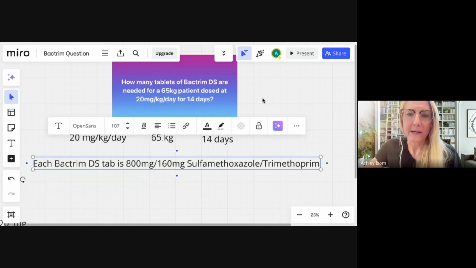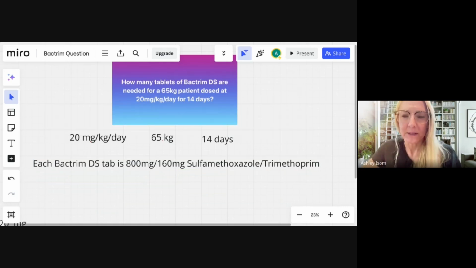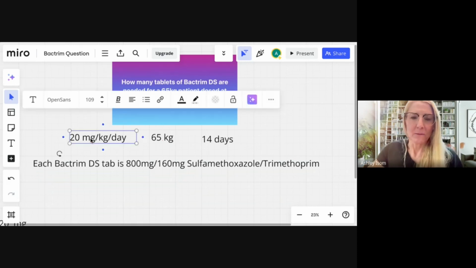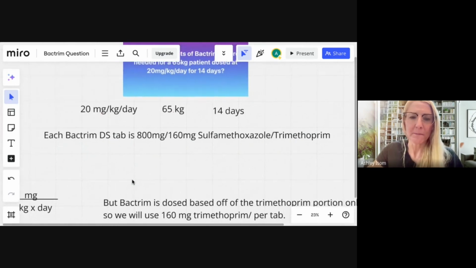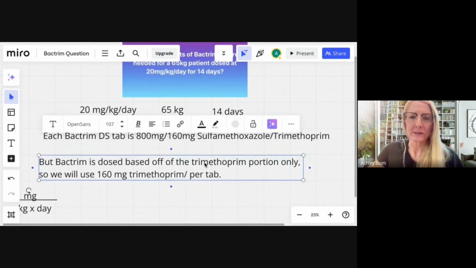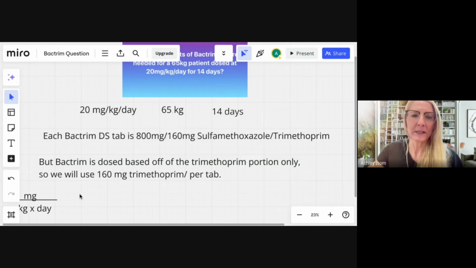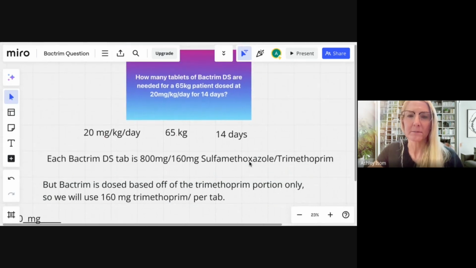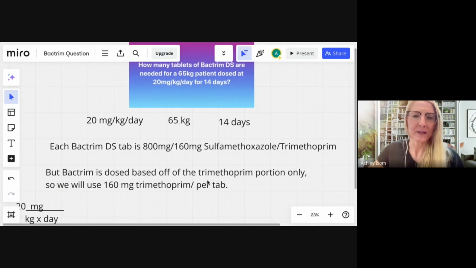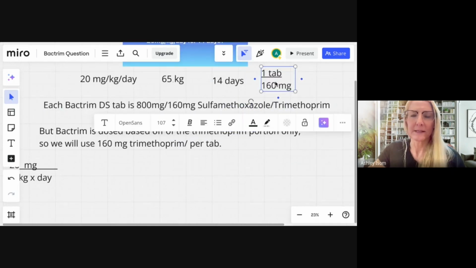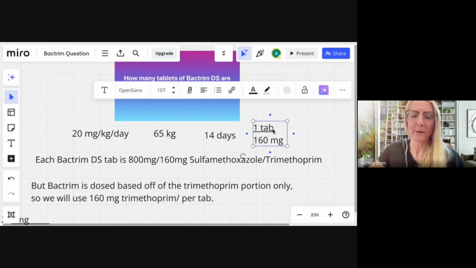Each Bactrim DS tablet is 800 milligrams of sulfamethoxazole and 160 milligrams of trimethoprim. But as we said before, we only care about the trimethoprim portion. So Bactrim's dose is based off of the trimethoprim portion only. So we will use the 160 milligrams of trimethoprim per tab. I'm forgetting about the 800 and just using 160. I will also use this bit of information right here, that one tab of Bactrim DS is equal to 160 milligrams.